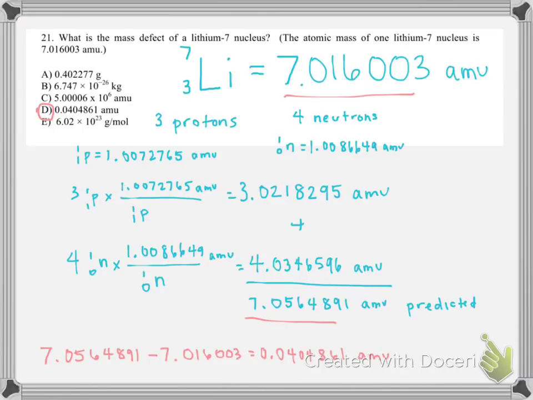Okay, so mass defect, all you gotta do is look at how many of each particle you have, how much each particle weighs, multiply it out, add them together, and then look at the difference.